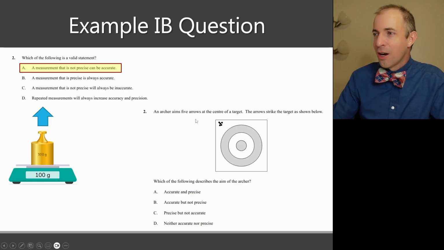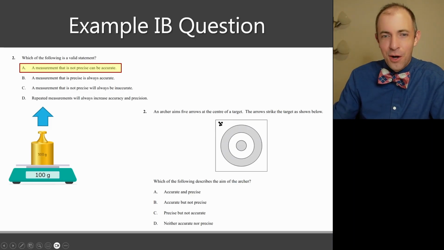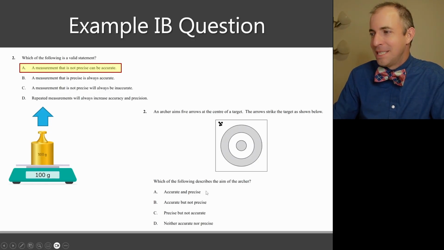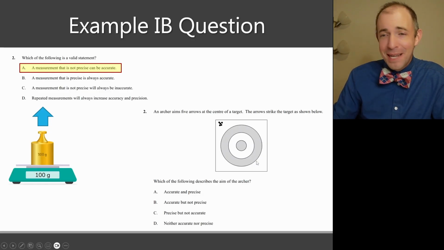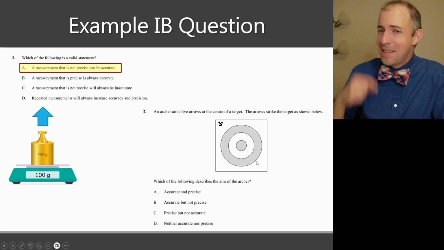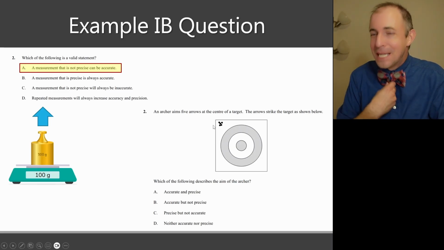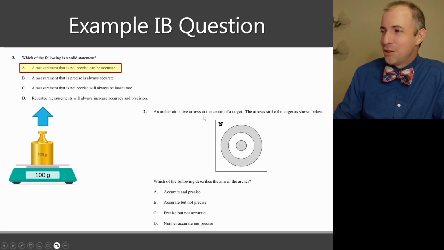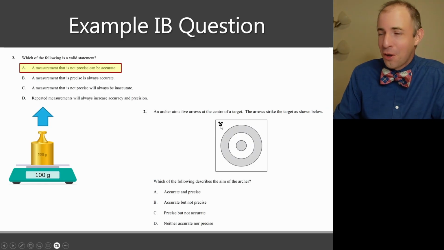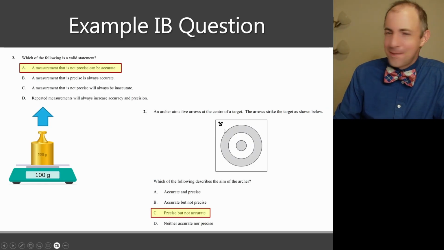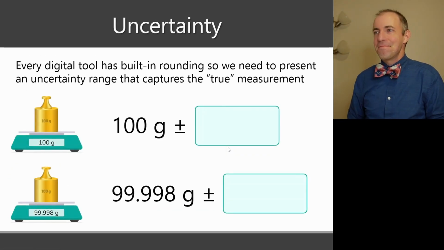For number two here, an archer aims 5 arrows at the center of a target. The arrow strikes the target as shown here. Which of the following describes the aim of the archer? While they were aiming at the center, they did not hit the center. They are not accurate. This is getting at that repeatability definition. It's hitting the same spot over and over. That is precise, but it's not accurate.